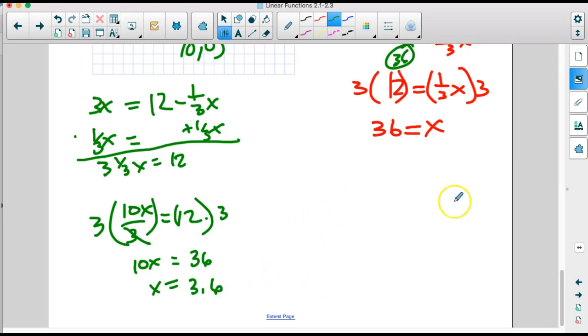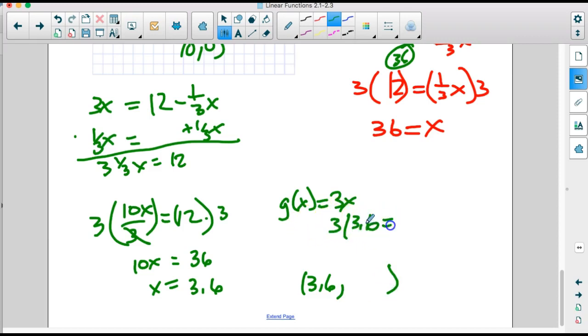All right, and then we know it crosses either one, so we're going to use g of x, 3x, to get the ordered pair that goes with that. So 3.6 comma something. So we're going to plug in 3 times 3.6 to get the g of 3.6, or the y value. So we do that. We get 10.8. Sorry, 10.8. So this is our point.